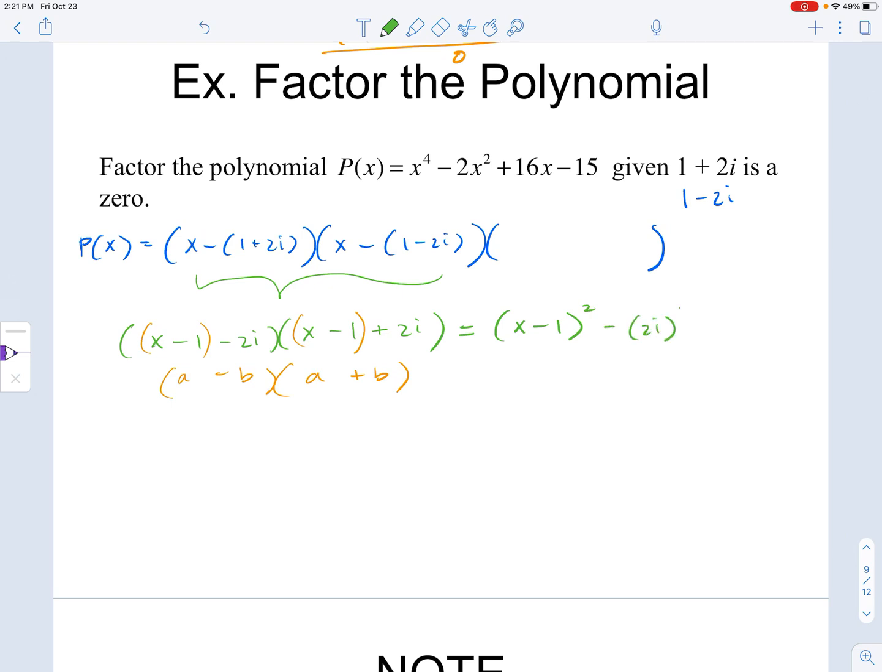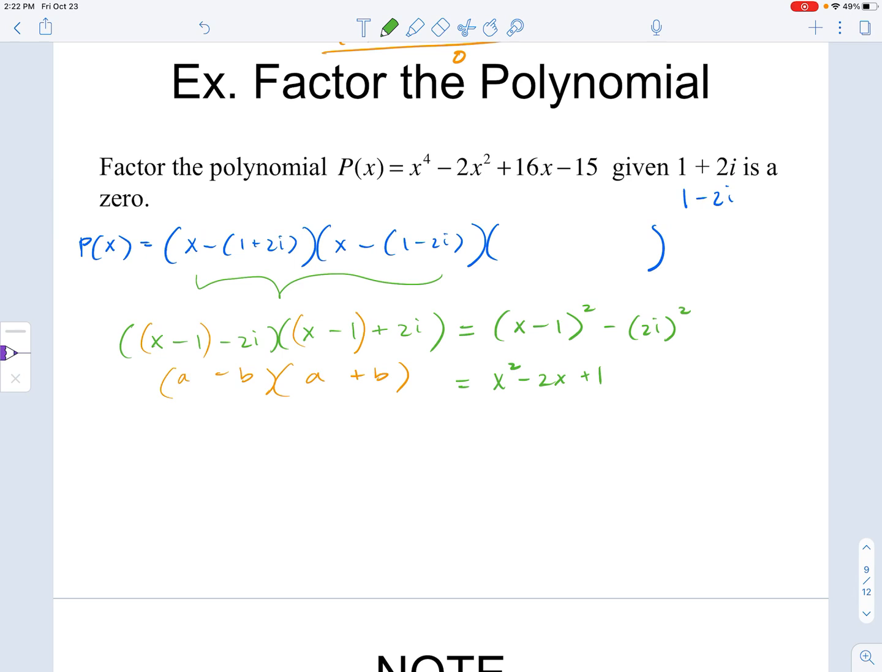as x minus 1 squared minus 2i squared, which x minus 1 times x minus 1, that's x squared minus 2x plus 1. And then 2i squared would be plus 4.